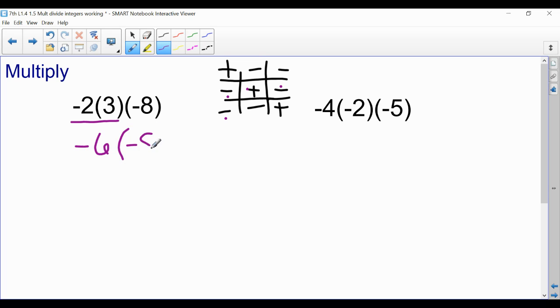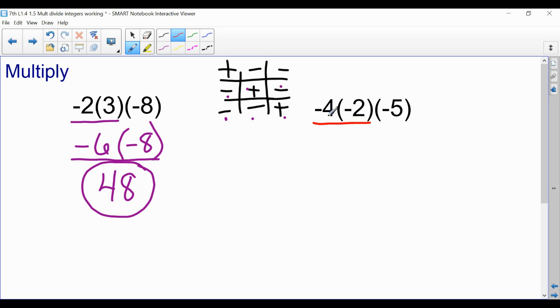Bring down the negative 8. Now our math problem is negative 6 times negative 8. Negative times a negative is a positive. So our answer is positive 48. And the last one over here says negative 4 times negative 2 times negative 5.